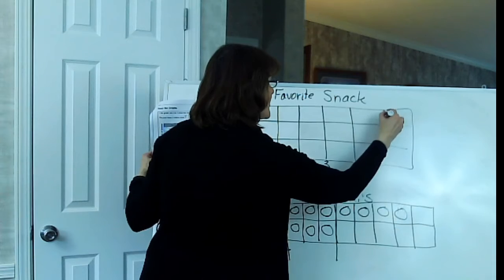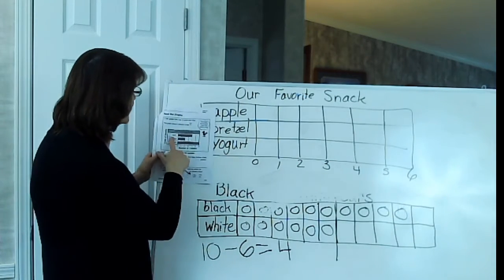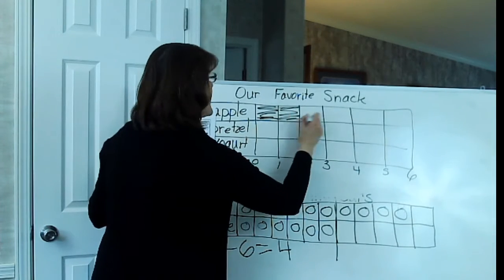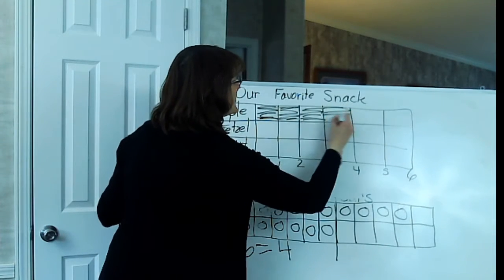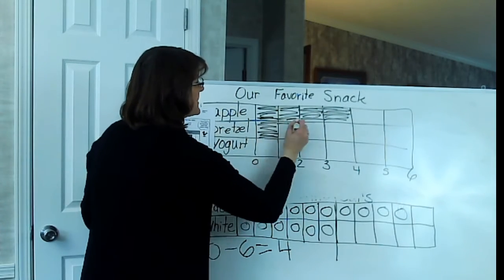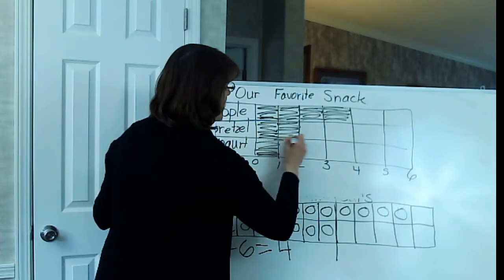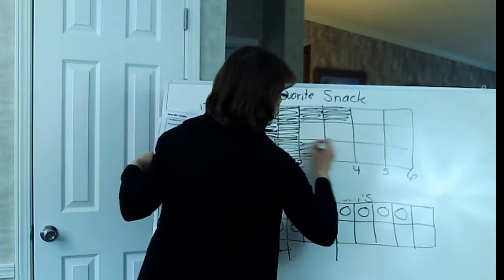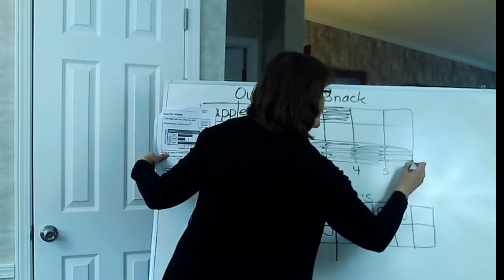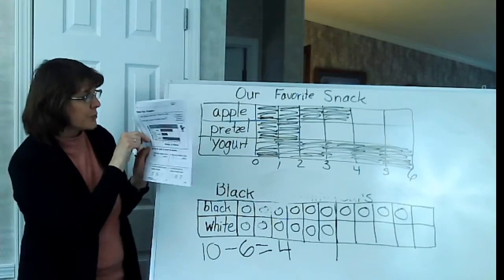And our numbers are going up to 6. So if we start with apples, we can look and see and go across. And our bar graph looked like this for the apples. The pretzels had this many spaces colored in. And the yogurt went all the way to the end on this bar graph. Of course, I'm doing a quick picture, not taking as much time to color it in, but you can see it clearly on your page.